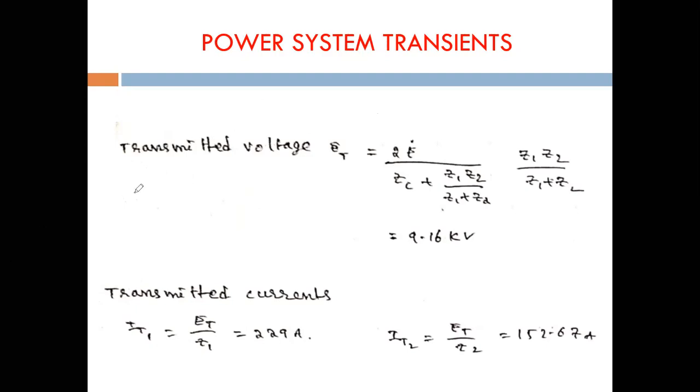E is equal to 100. 2 into 100 by ZC. ZC is the surge impedance. What is the surge impedance? That is 500 ohms. By 500 plus Z1. What is the value of Z1? Z1 is equal to 40 into 60.